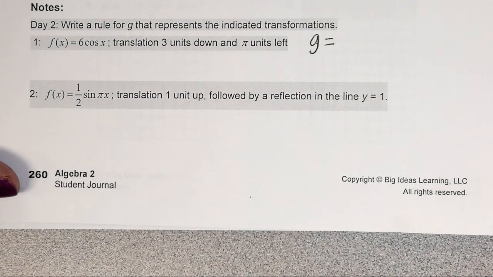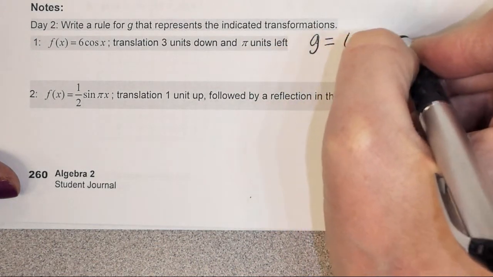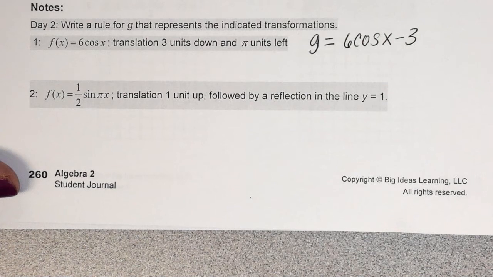Does anyone know how I could take it 3 units down, Ainsley? You put minus 3 after. Okay, at the very end, I put in minus 3. Good. And then how would I take it pi units left? Tyler?